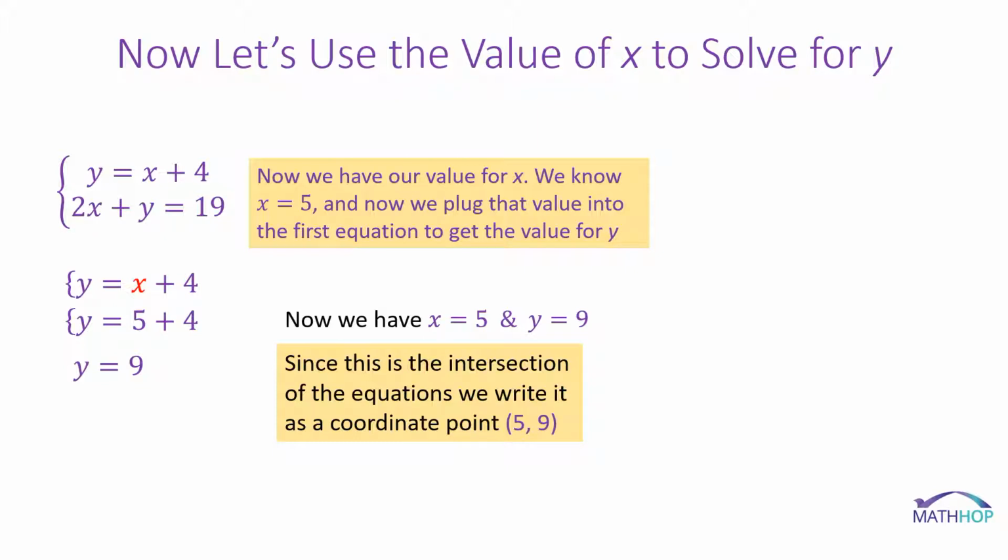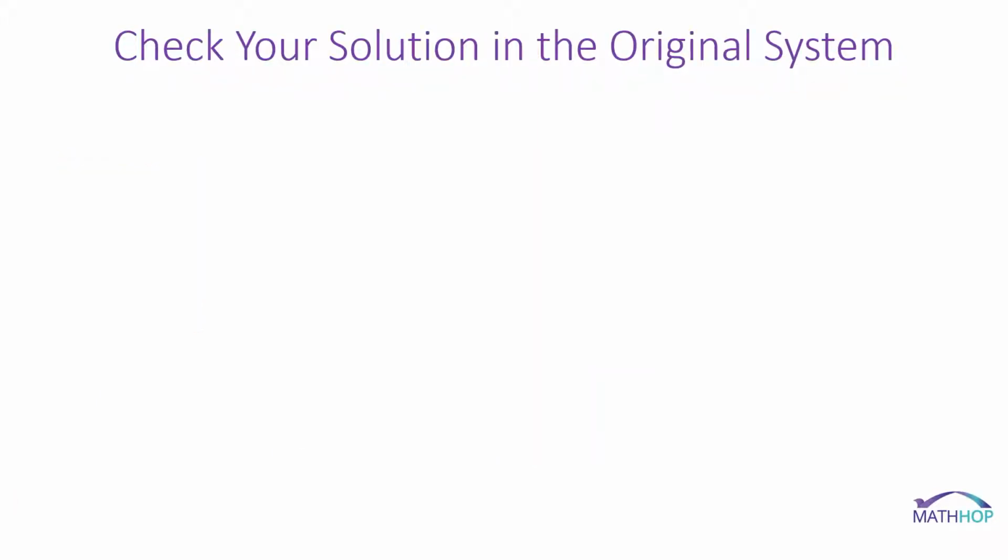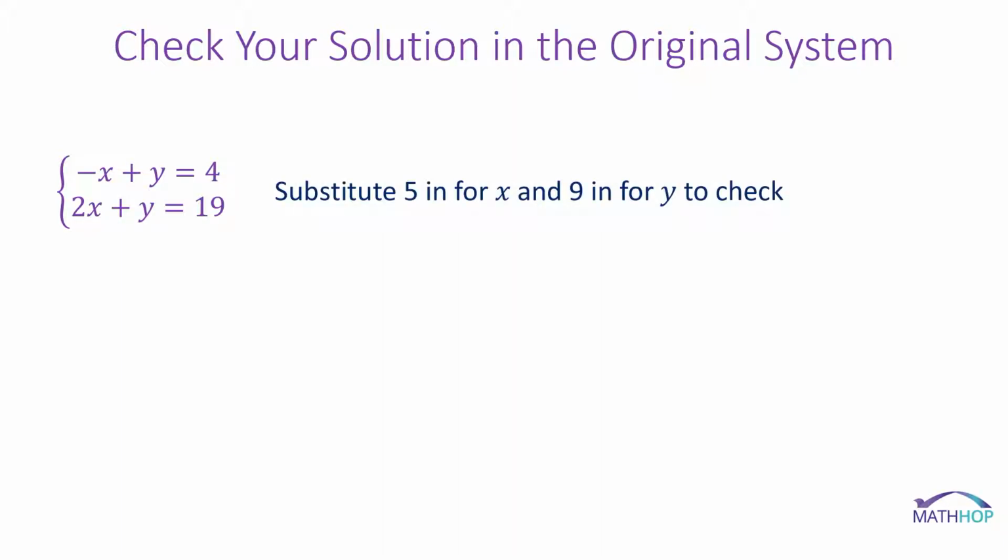So our answer is (5, 9). Be very, very careful to put the 5 in the x coordinate position and the 9 in the y coordinate position. We are now going to check our solution in the original system. Here is our original system.